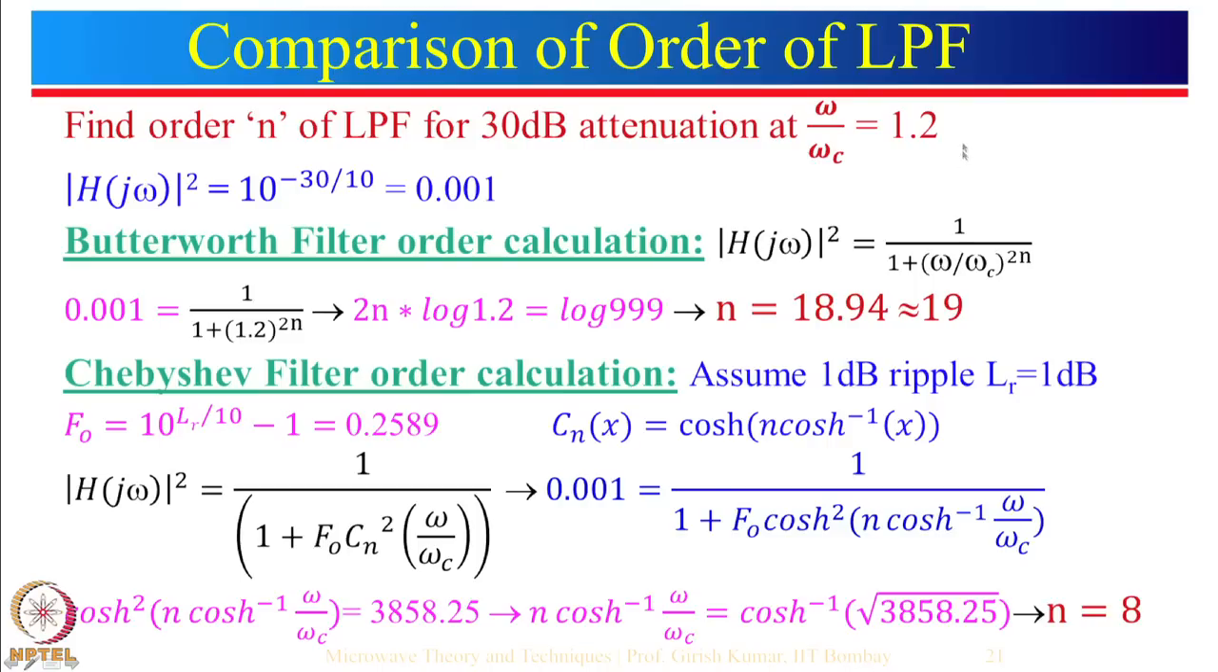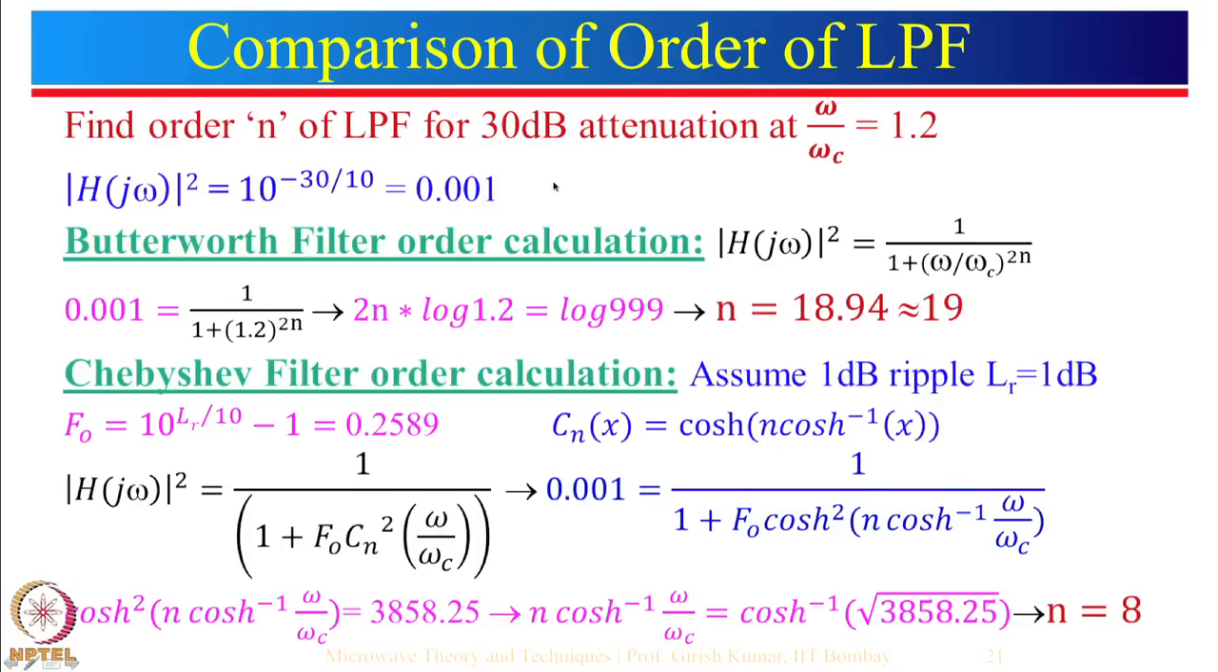So, this is what the frequency ratio equal to 1.2 means. You can think this way: omega c may be 1 gigahertz, then this will be 1.2 gigahertz. If it is 2 gigahertz, that means omega will be equal to 2.4 gigahertz. Okay. So, for now, 30 dB attenuation, we can look at step by step.